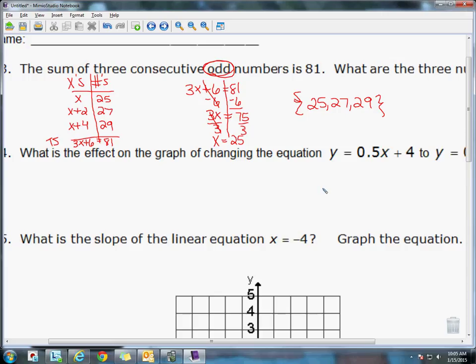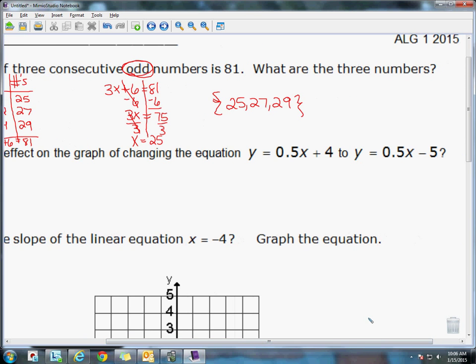Okay, number 14, what is the effect on the graph of changing the equation y equals 0.5x plus 4 to y equals 0.5x minus 5? If you notice, your slope is the same, so that's not what's going to change. What's going to change here is the y-intercept. You went from a positive 4 to a negative 5. You can put this into y equals in your graph and look at your graph to see what happens. Or since you know that it's your y-intercept that's changing, you can just do a little sketch. So you're up here at 4, and then you went all the way down here to negative 5. Since you went from 4 to negative 5, the direction that you're moving is down.